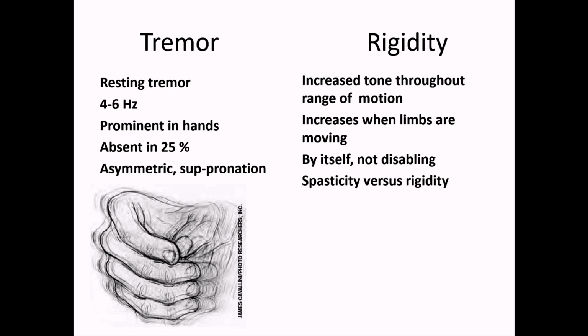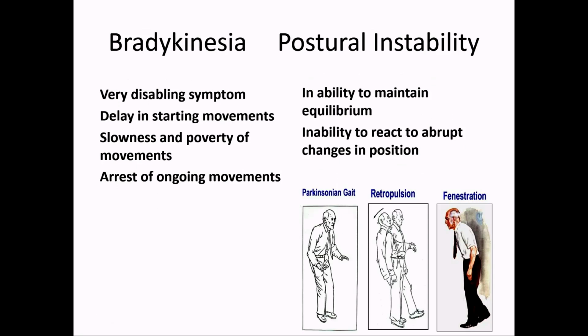Rigidity is noted by increased muscle tone throughout the range of motion and must be differentiated from spasticity. By itself, rigidity is not disabling. Bradykinesia is very disabling and is characterized by delay in starting movements, slowness and poverty of movements, and arrest of ongoing movements. Postural instability leads to inability to maintain balance and results in falls. The individual cannot adjust to abrupt changes in position.